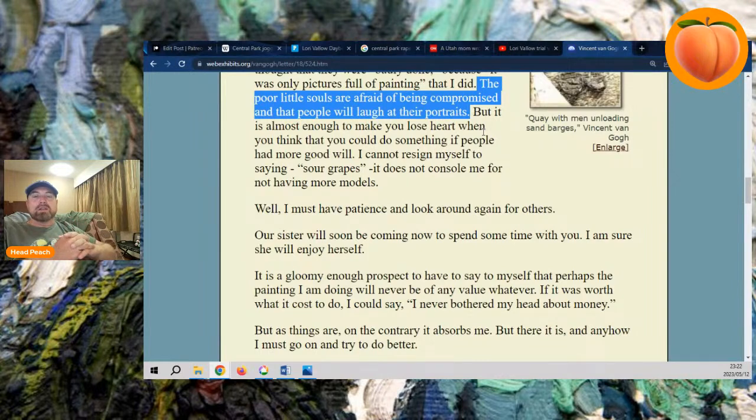How are you going to treat them at face value? Right. And so he says people will laugh at their portraits. He's afraid that they would feel compromised. He says, but it is almost enough to make you lose heart when you think that you could do something if people had more goodwill.